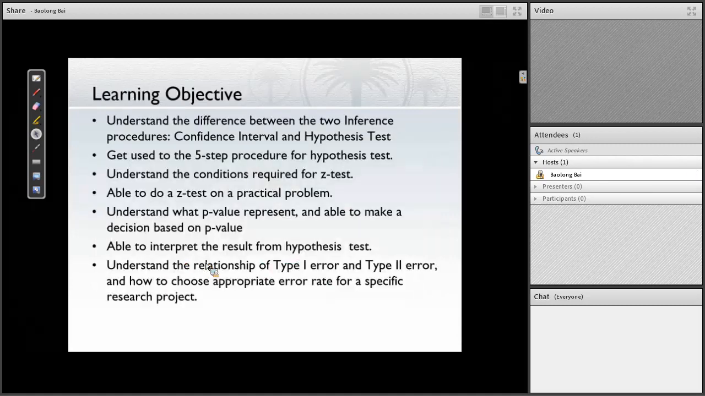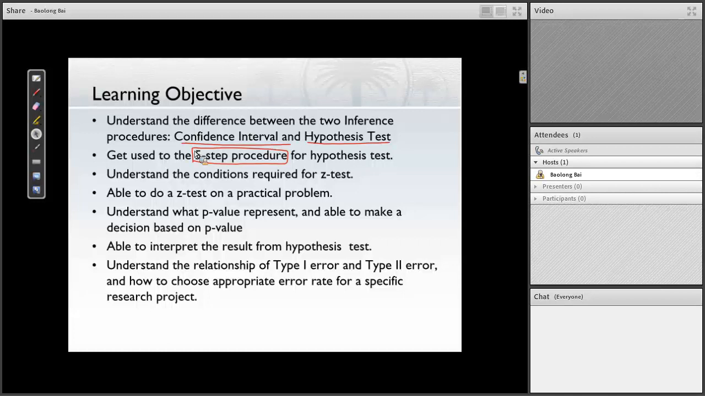Okay. So learning objectives. Understand the difference between the two inference procedures. One is confidence interval, the other is hypothesis test. Confidence interval from last class, where you try to estimate a population parameter, and hypothesis test will be a process to assess a claim about the population parameter, right? You will assess something being true or false. And in all hypothesis tests, we use a so-called 5-step procedure. So please get familiar with the 5-step procedure because we're going to use that 5-step procedure for any of the future hypothesis tests. Okay.